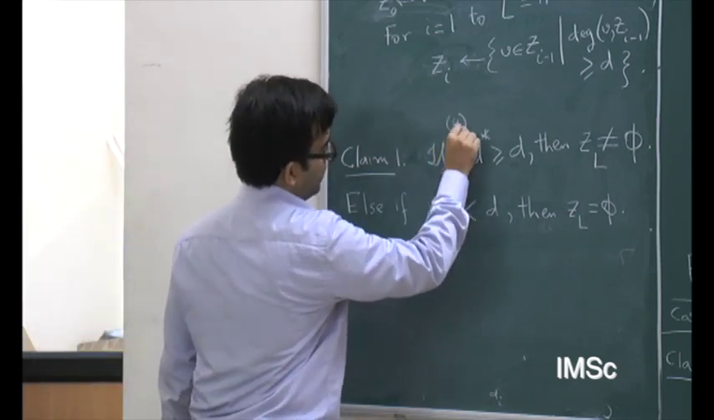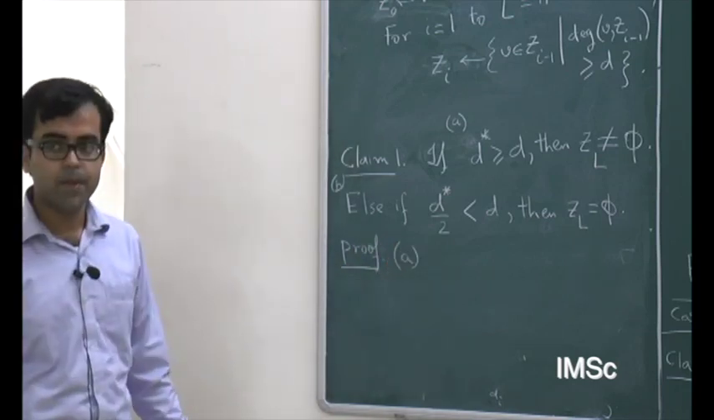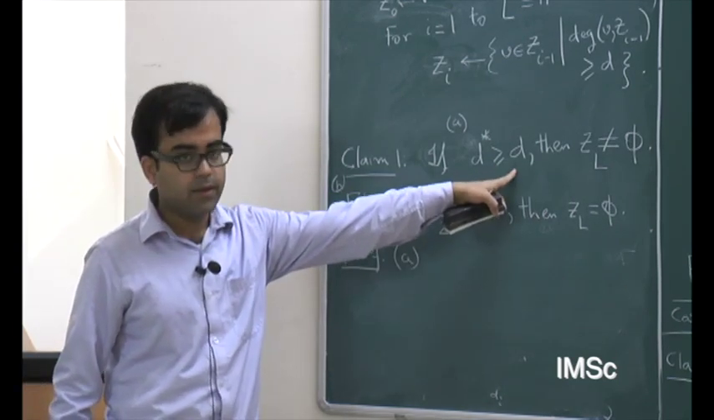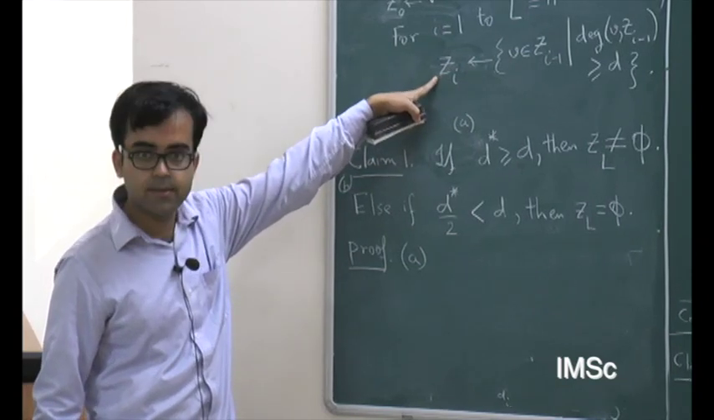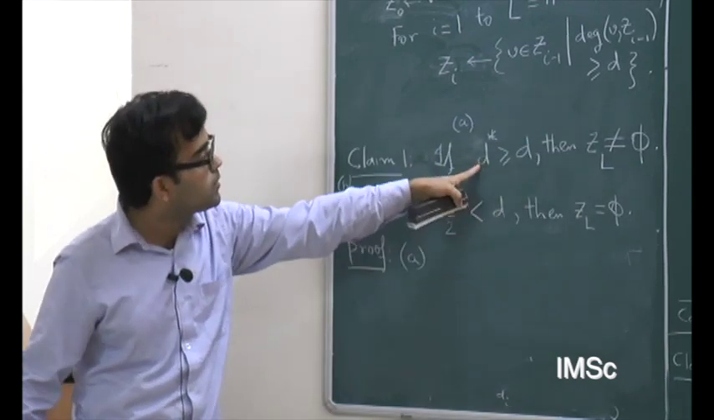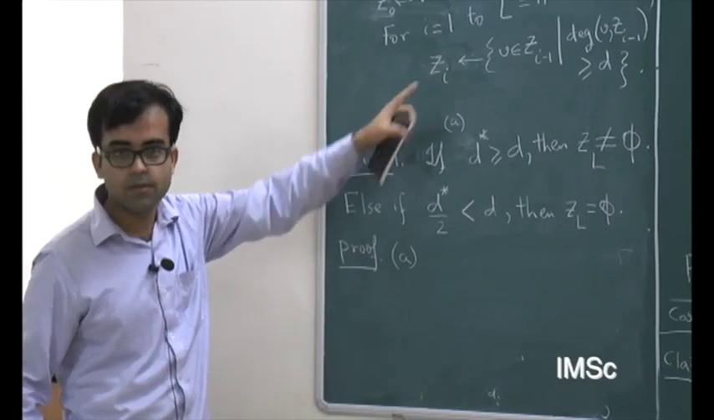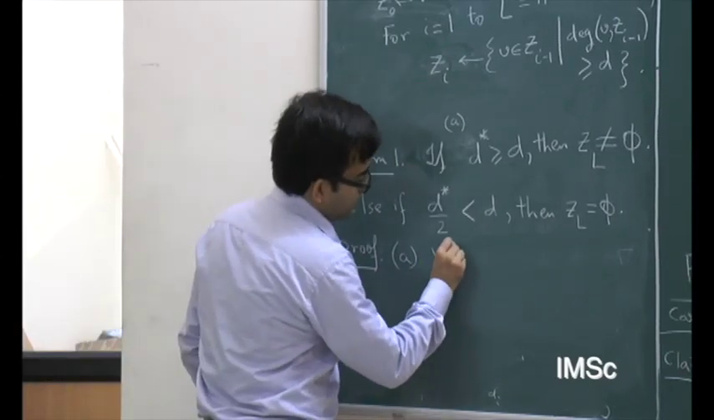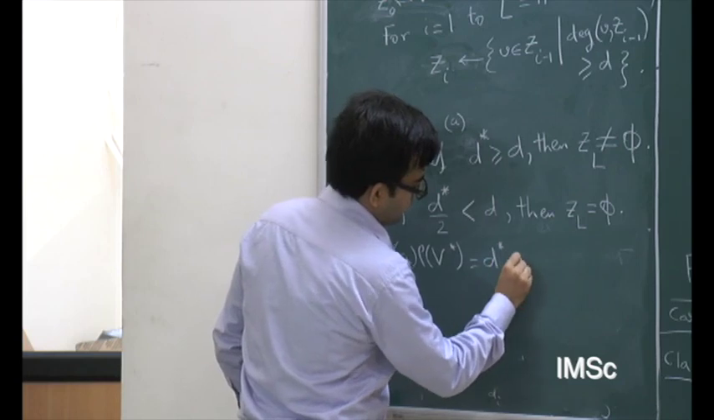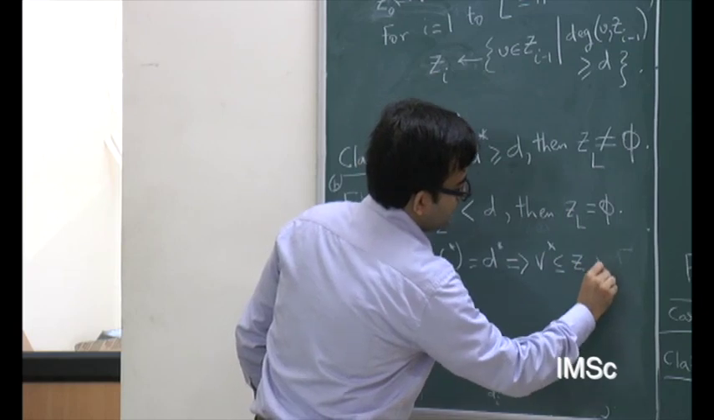Say this is part A, this is part B. Proof of A. This is not difficult, right? D star is greater than D, and at each iteration Zi is the set of nodes with degree at least D. So the set of nodes in the densest subgraph will belong to Zi for every i, right? So the claim is, if V star is the one that gives you maximum density, then V star is a subset of Zi for all i.